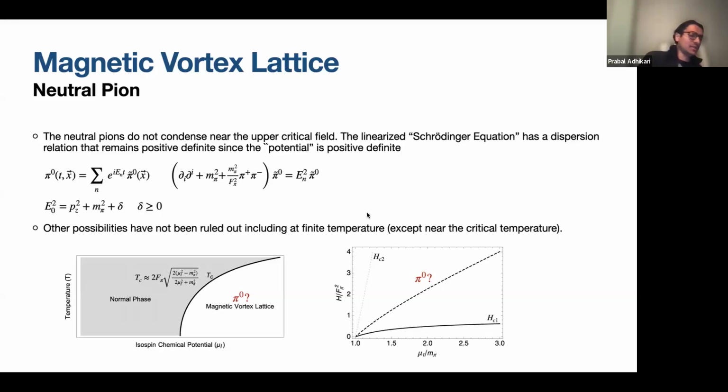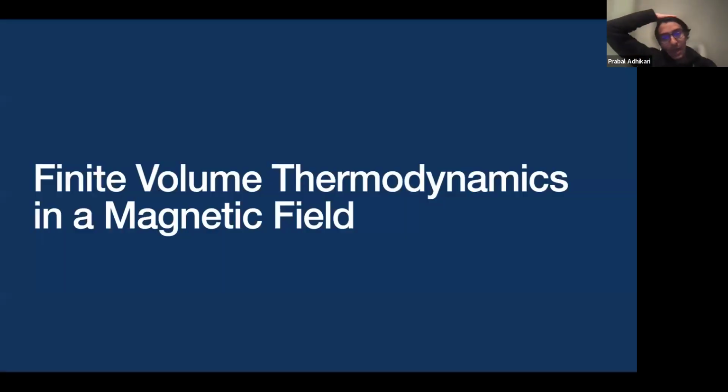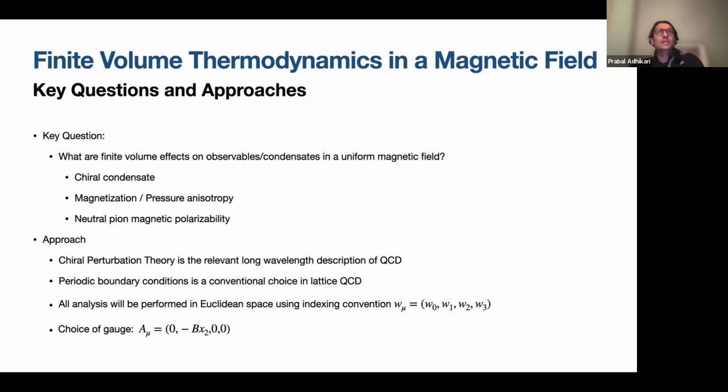And with that, let me conclude this section and talk about the impact of a magnetic field. I'll discuss the scenario in the absence of a chemical potential, which is a rather intriguing topic, because lattice QCD of magnetic field has been done for the last 15 years, and until relatively recently, until this work in particular, the thermodynamics associated with this particular system hadn't been investigated. So the key question here is basically the following: what are finite volume effects on observables and condensates in a uniform magnetic field? In particular, what does the Chiral condensate do in a finite volume?